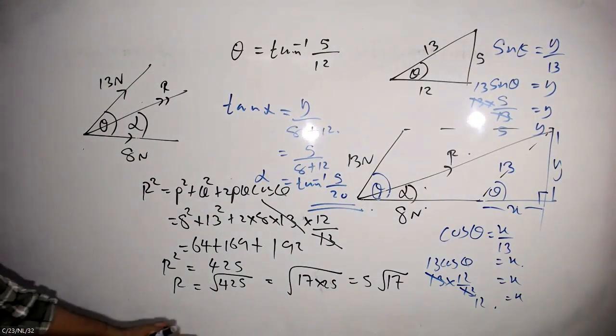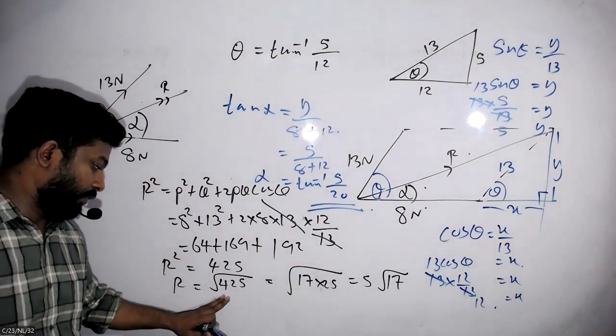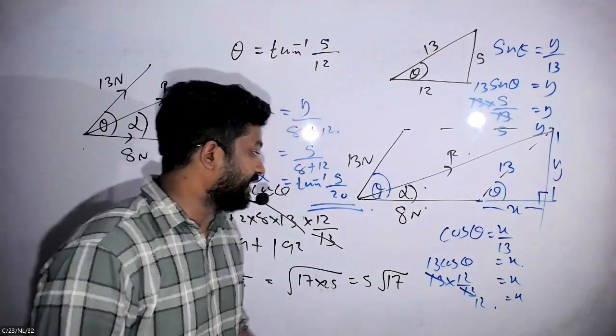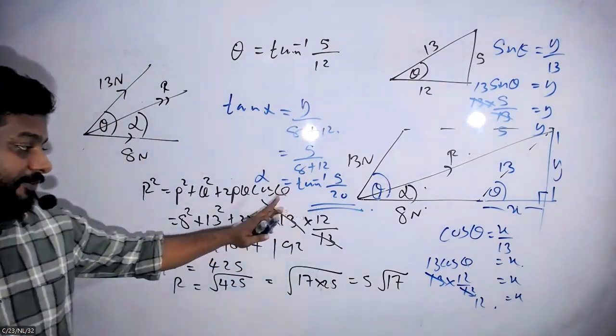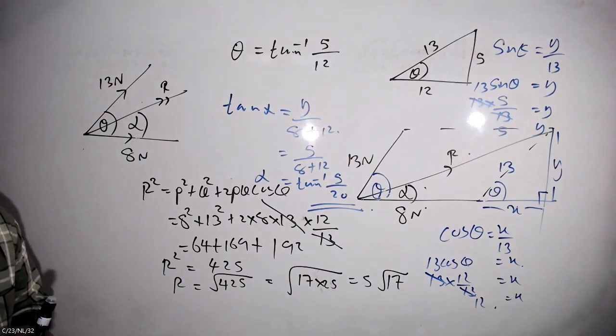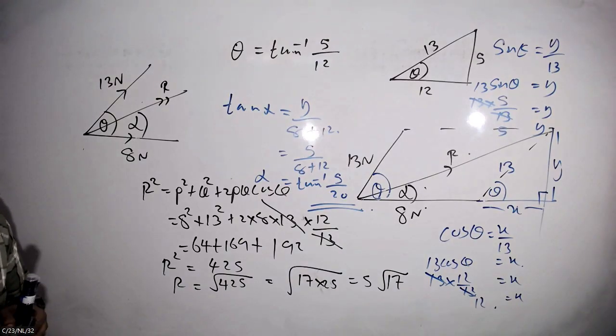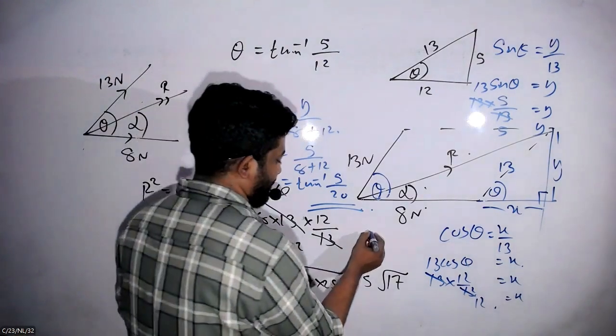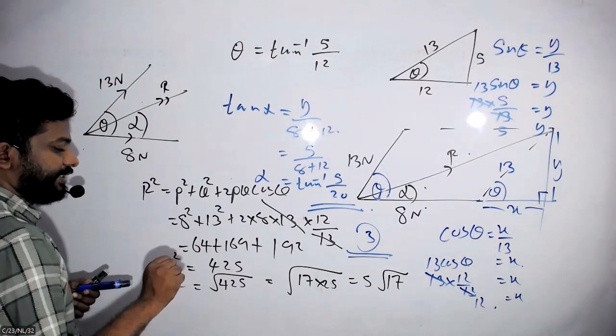Now you know the magnitude, square root 425 or 5 root 17. The angle alpha should be equal to tan inverse 5 over 20. Therefore, the answer is the third one. Got it? This question is a good question, right?